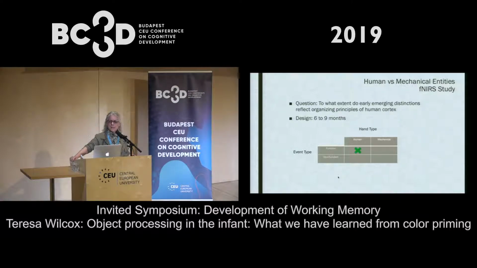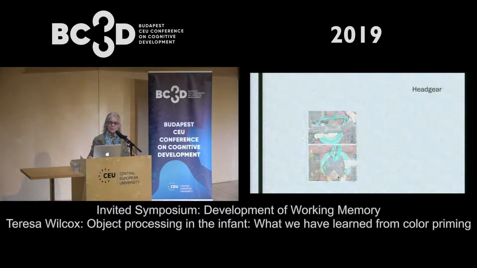So what we did is a near-infrared study where we showed babies one of 4 conditions. We crossed hand type, human or mechanical, by event type, function or non-function. Non-function is a motion event where the containers undergo motion, but there's no function involved. The red X is the condition in which you get priming. You don't get priming in any of the other conditions.